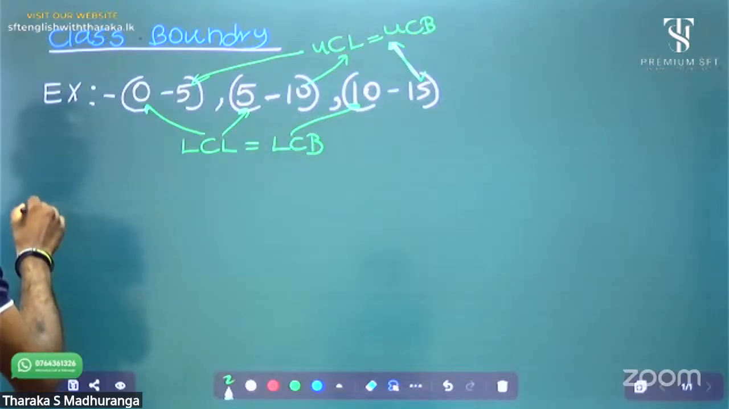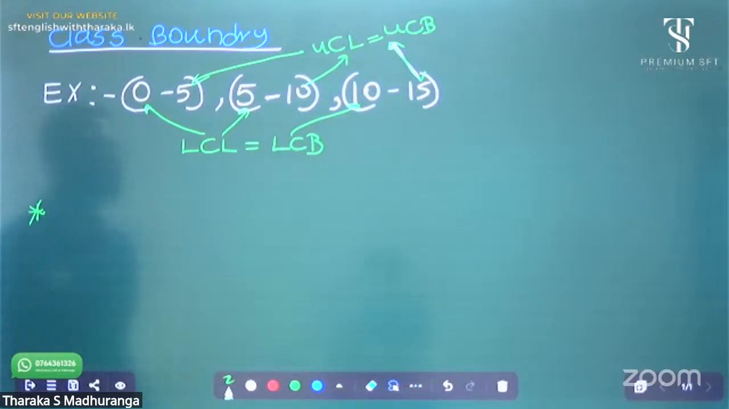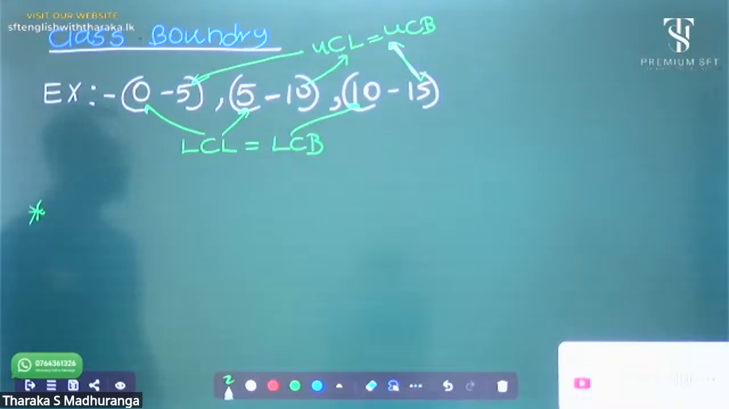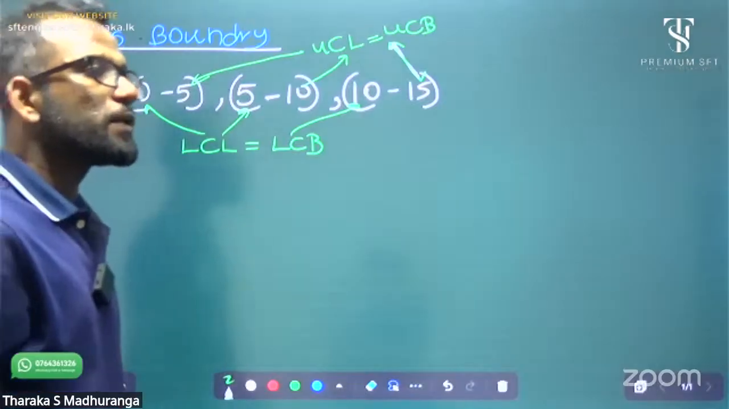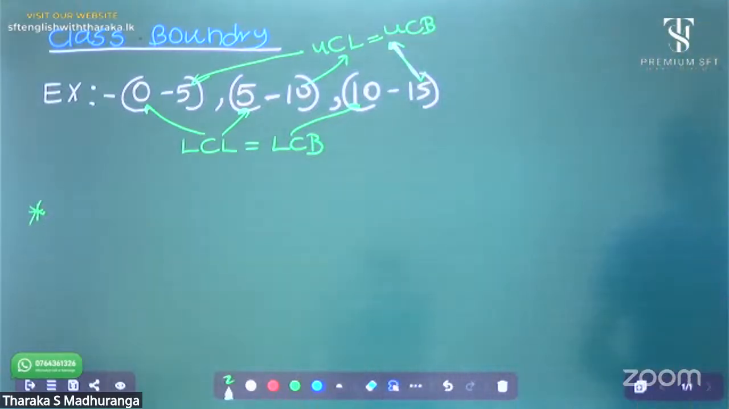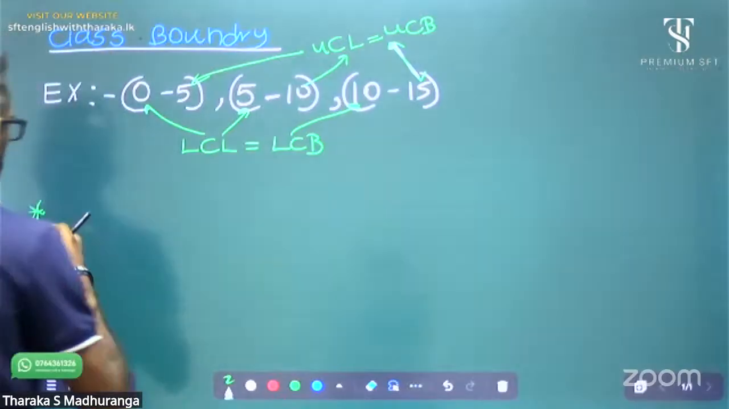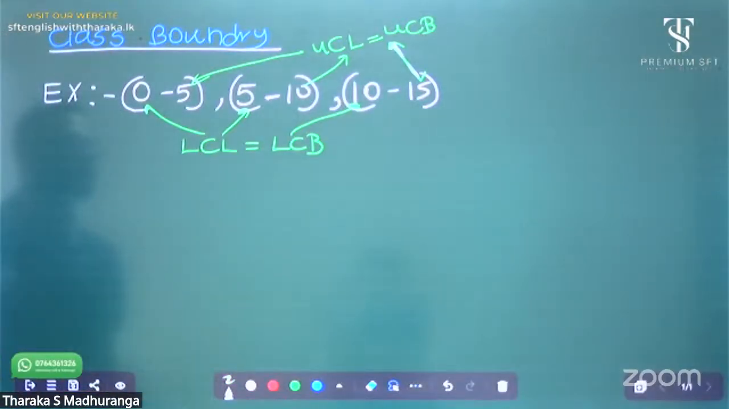Okay, next point. For discrete group frequency distributions, class limits and class boundaries are not equal. Therefore, we have to prepare class boundaries separately.